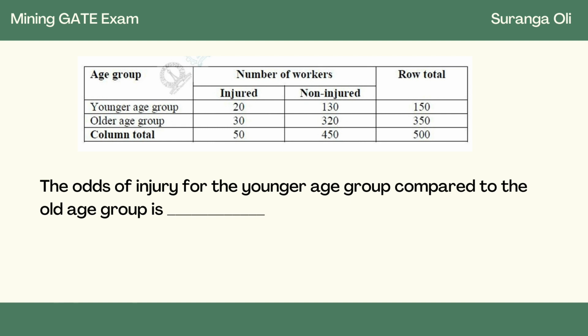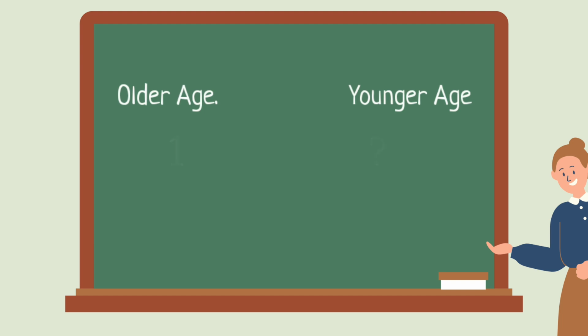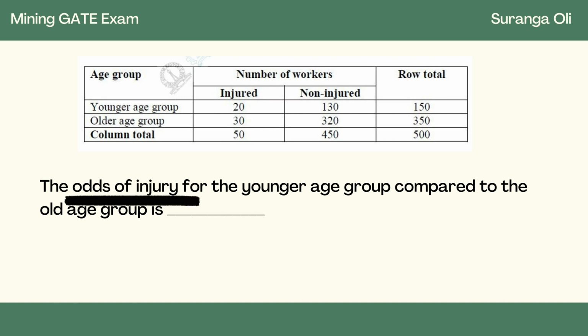In this question, we have to find the odds of injury for the younger age group when compared to the old age group. The odds of injury means if one person got injured from the old age group, how much chance is there that a younger age person may be injured. We saw the words injury rate in the question. Remember the formula. Now let's take the young age group.